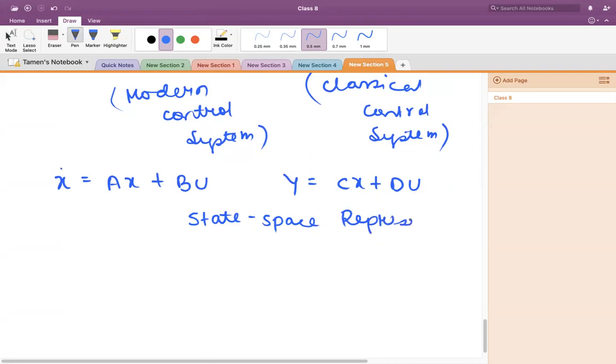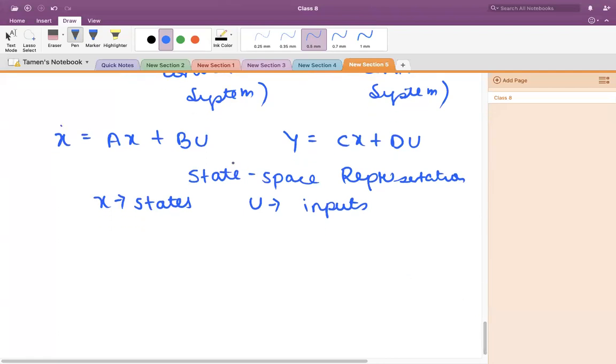So whatever circuit we have, we have to represent it in this manner, where X are called the states, U is called the inputs, A is called the state transition matrix, B is called the input matrix, C is called the output matrix, and D is called the transformation matrix. So now I have represented it in this way.